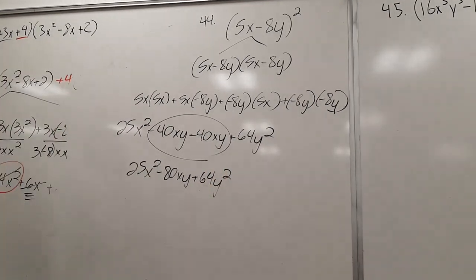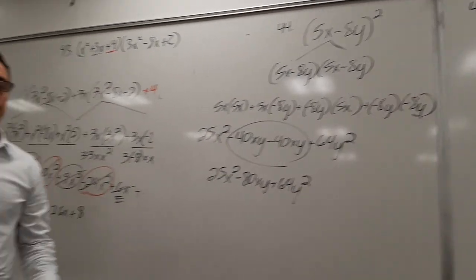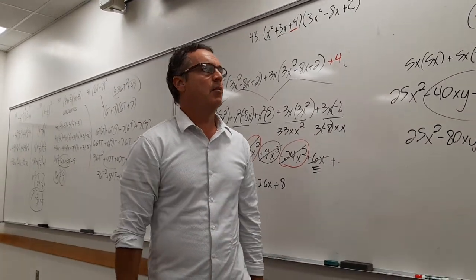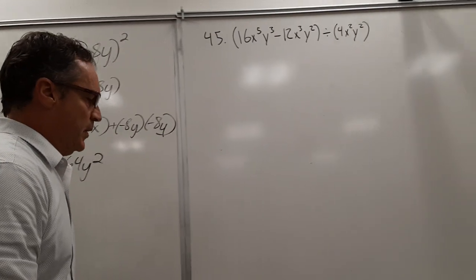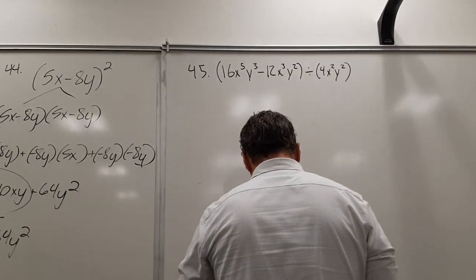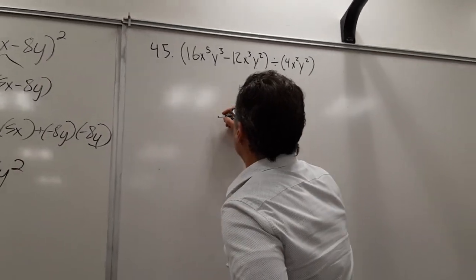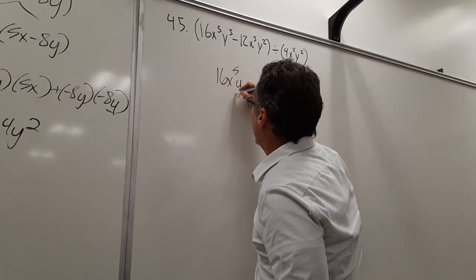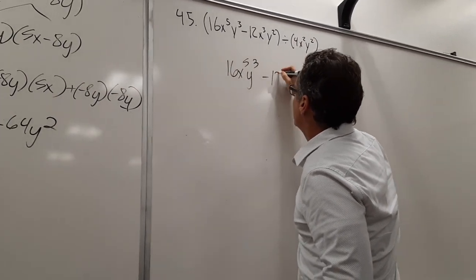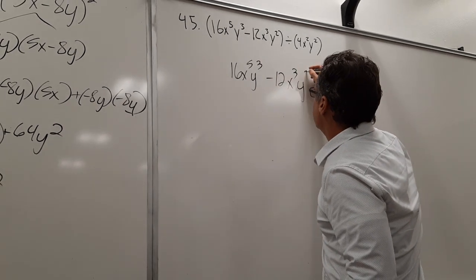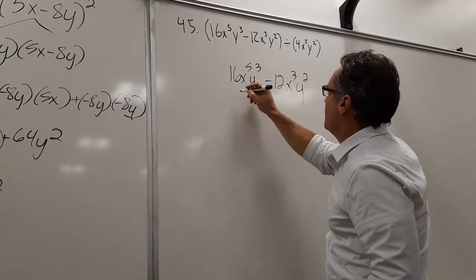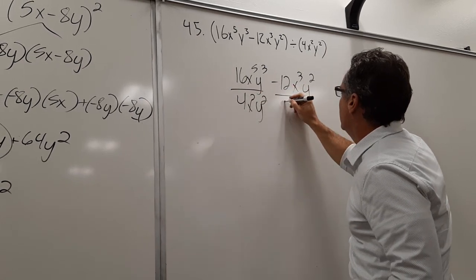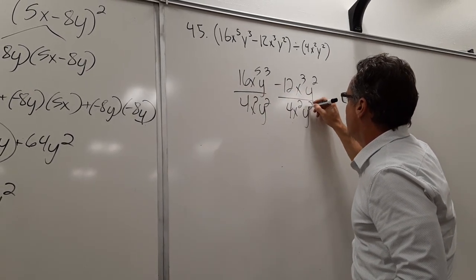Solid. All right, that is multiplication of polynomials. Now we're diving into division of polynomials. We talked about this, these are super, super easy. We take 16x to the 5th, y to the 3rd, minus 12x to the 3rd, y to the 2nd. And what we're dividing by, we then put under each one of these terms, for x squared, y squared.